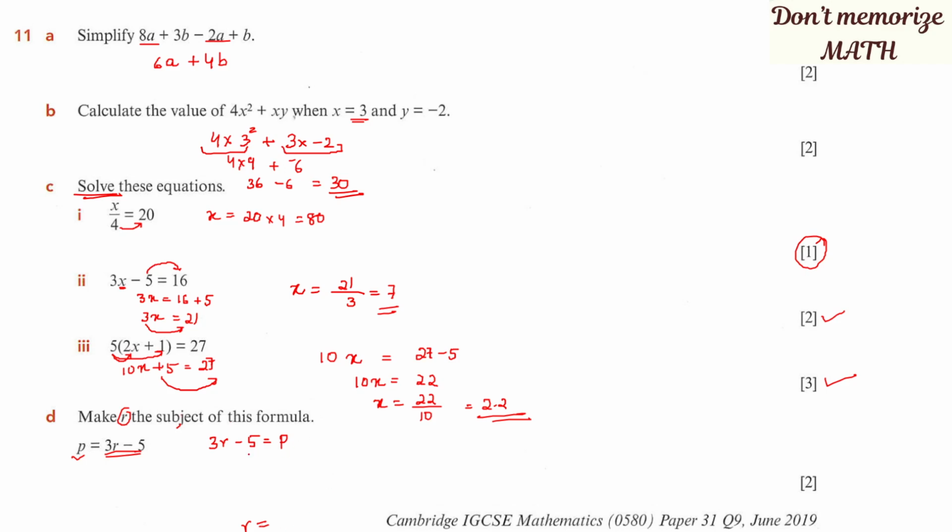Okay, so now we will move minus 5 to right side. So you will get 3R is equal to P plus 5. Now you can move 3 to right side. So 3 times R, here it is multiplication, right? So when you move 3, the multiplication will become division. So you will get P plus 5 over 3. So P plus 5 over 3, we changed the subject as R. Okay. So I hope question number 11 is clear for you.